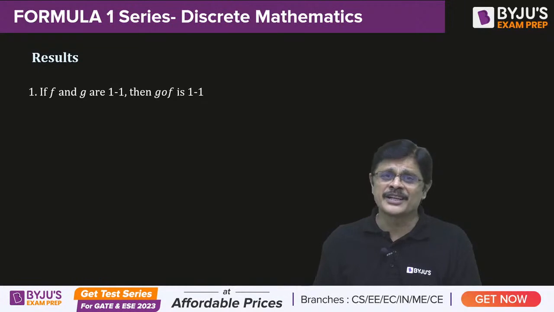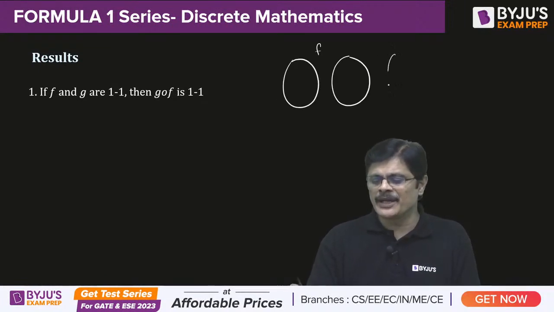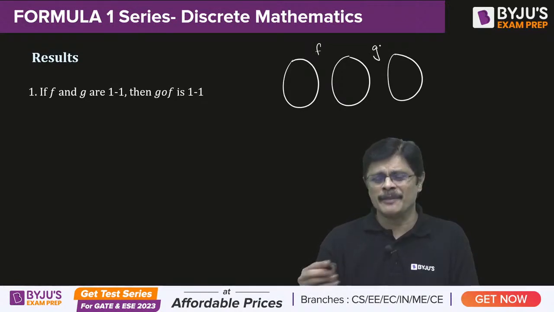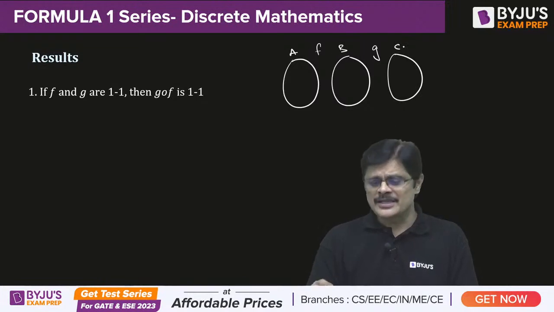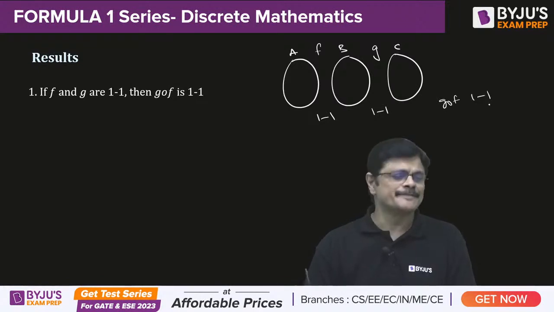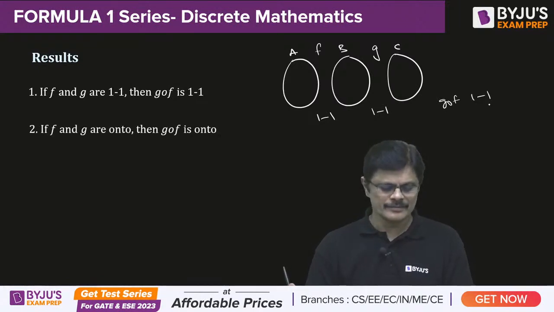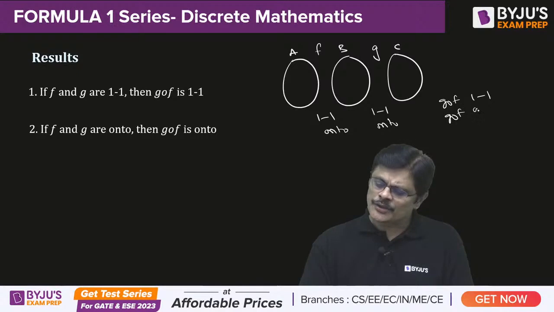And interesting thing, suppose you are having a function from A to B, function from B to C. F is A to B, G is from B to C. Suppose F is 1-1, G is 1-1, then G circle F is also 1-1. If F is onto, G is onto, G circle F is onto.